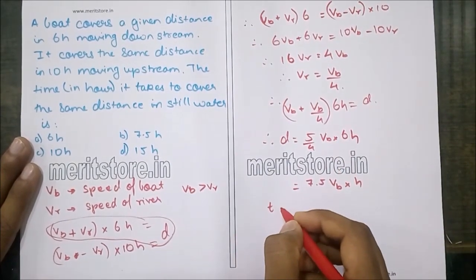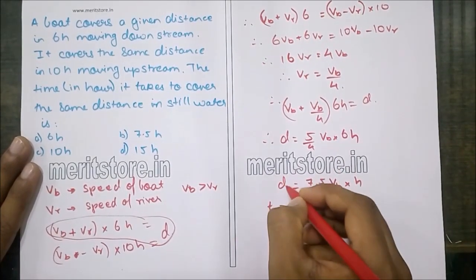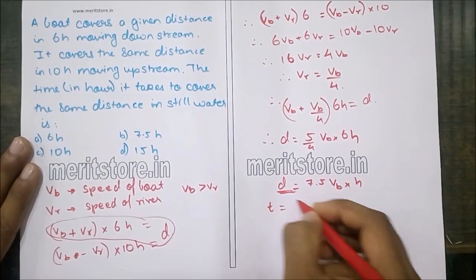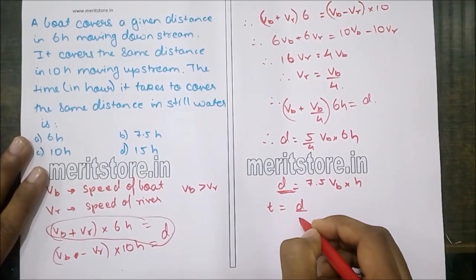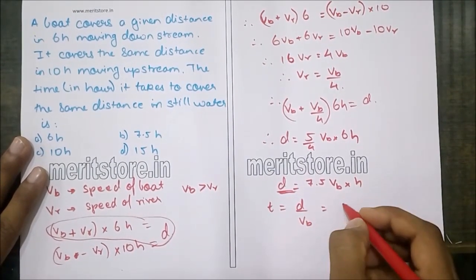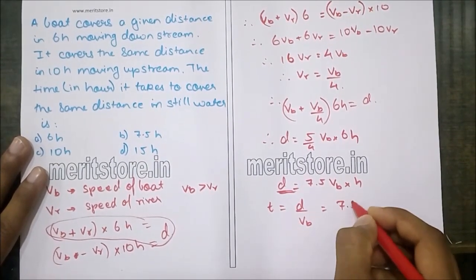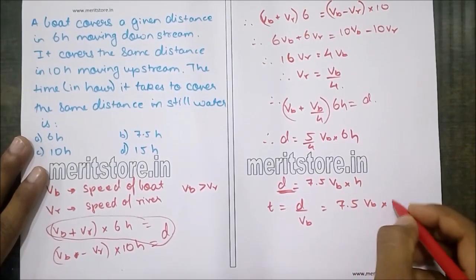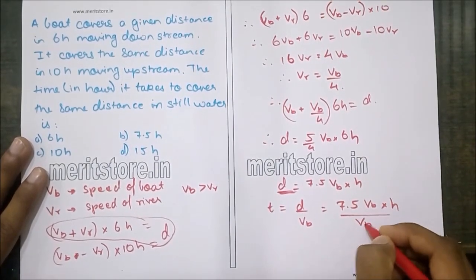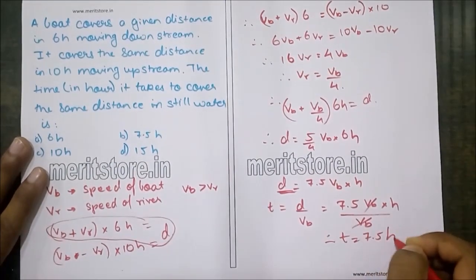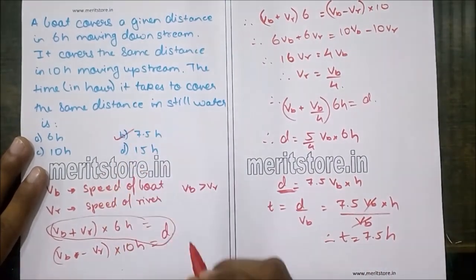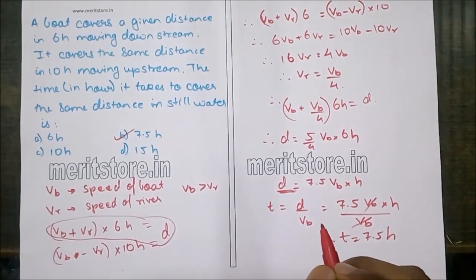Therefore, time t to cover the distance d in still water is given by d divided by Vb, which is equal to 7.5 Vb into h on Vb. Therefore, t is equal to 7.5 hours. Hence, option B is the correct answer.